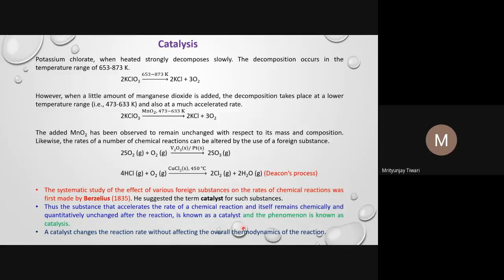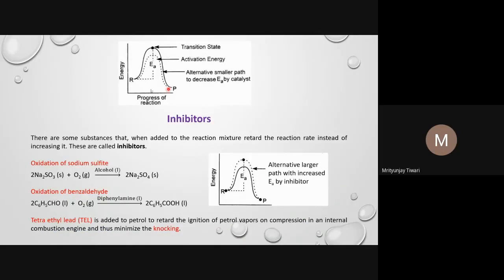So a catalyst, as we have seen in the previous chapter, changes the rate of reaction without affecting the overall thermodynamics of the reaction. It means if you see this energy profile of this reaction, energy versus progress of the reaction. Progress of reaction we also call reaction coordinate. This is called energy profile.